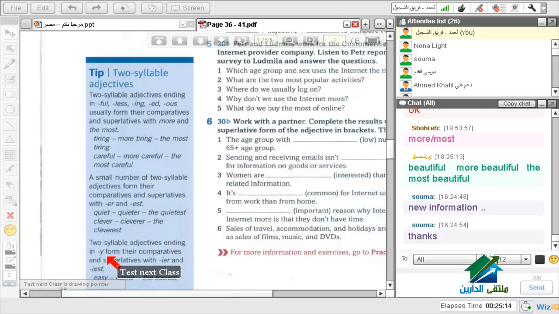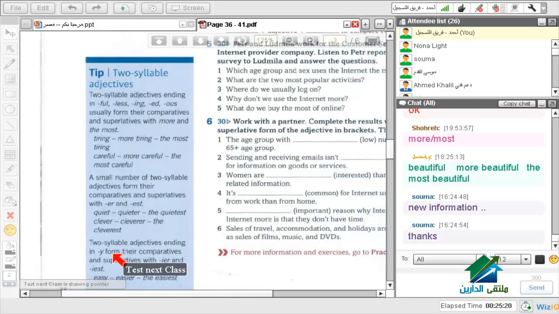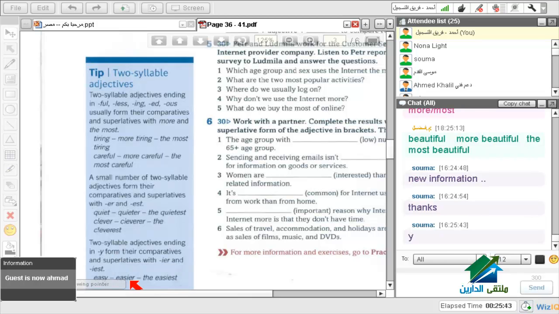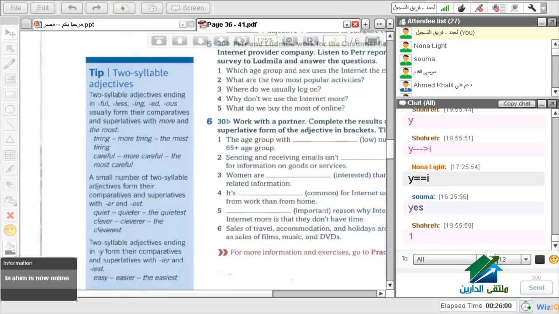Two-syllable adjectives ending in Y form their comparative and superlative with ier and iest, like easy, which ends with Y, will be easier. So you change the Y into I. The easiest. Okay, just hold on.